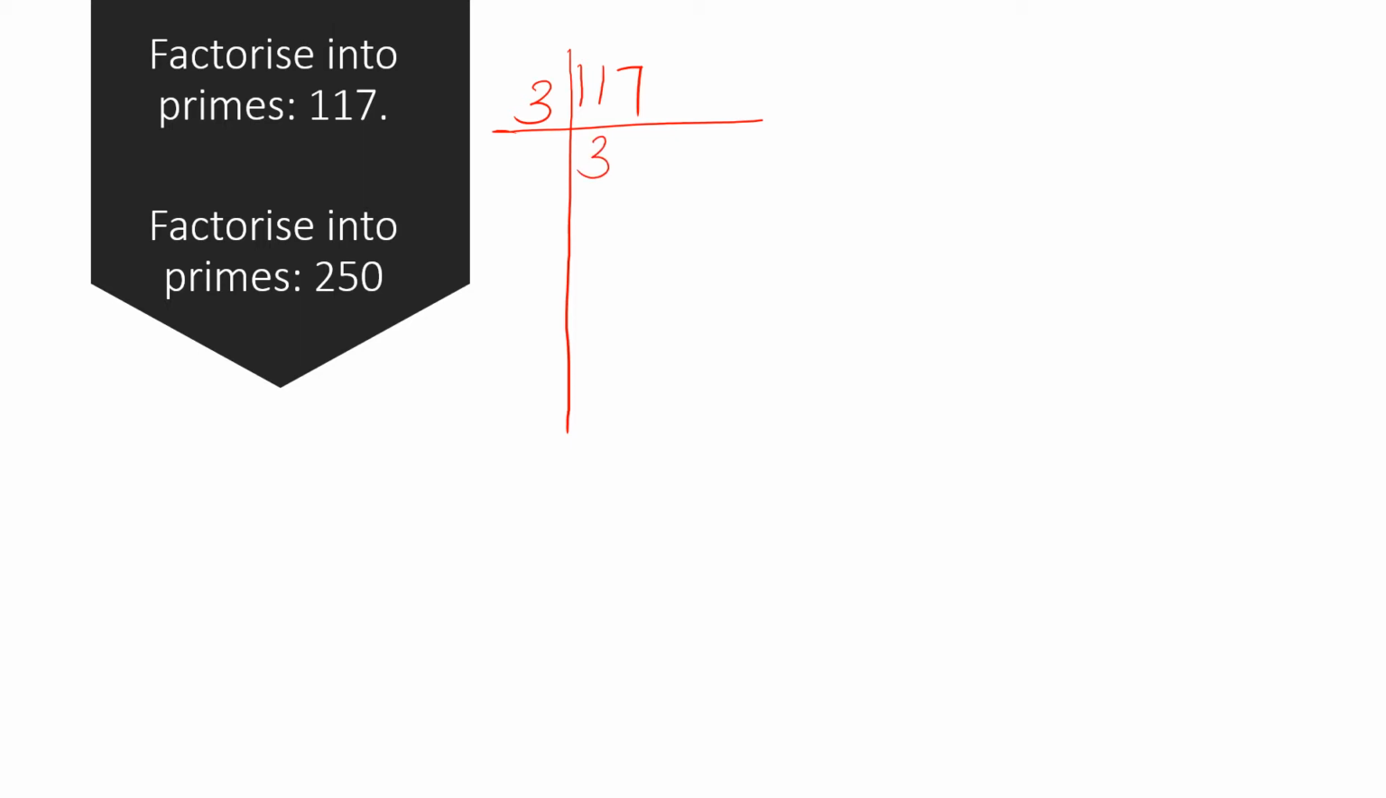So 3 3s are 9, balance 27, 39. Again we know that 9 plus 3 is 12, that means it can again be divided by 3. And the answer is 13. We know that 13 is a prime number, so further division is not possible. We write 13 over here one time, and we will write 117 is equal to 3 into 3 into 13.